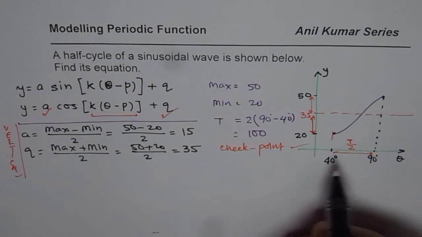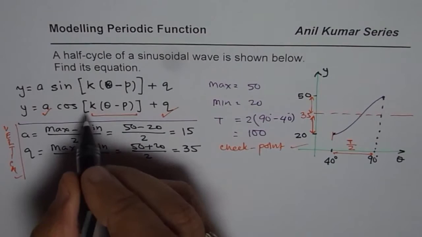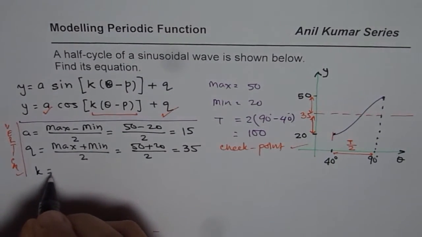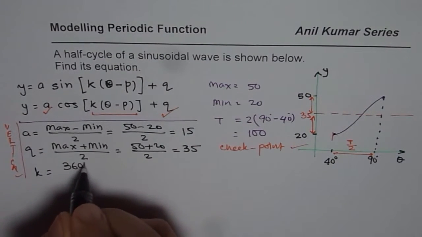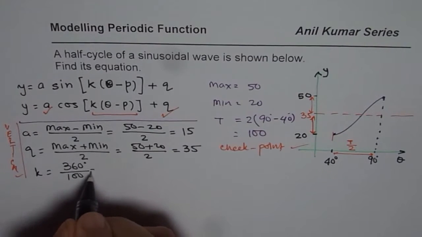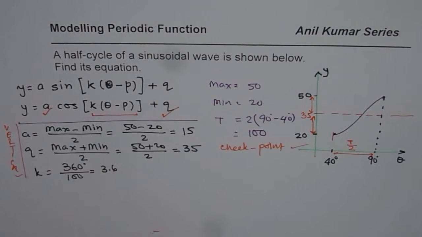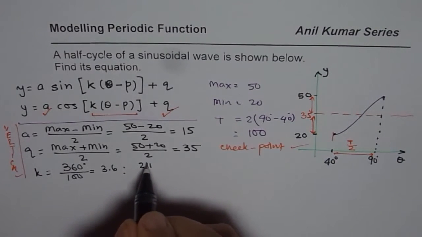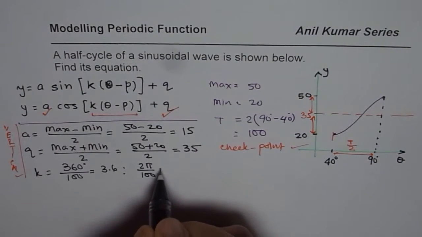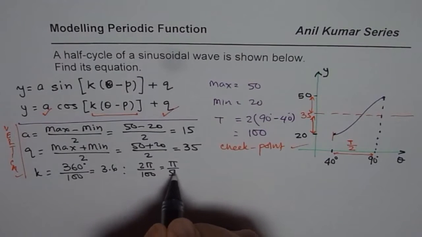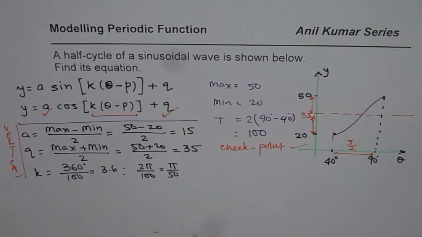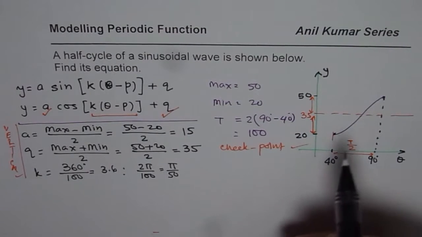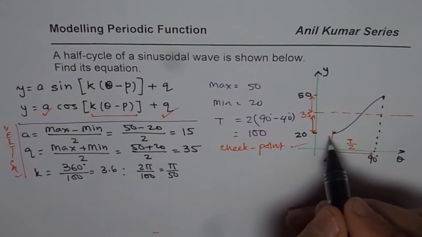So when we know time period is 100, we can find the value of k, and k is 360 degrees divided by 100, which is 3.6. If you are doing it in radians, then it will be 2 pi by 100, correct, or pi by 50. So in radians, that is the value of k for you. Anyway, and the last part for us is the phase shift. Now, phase shift is starting point.